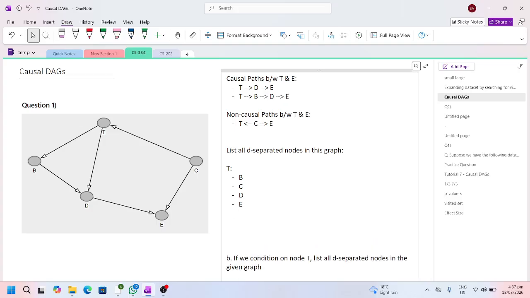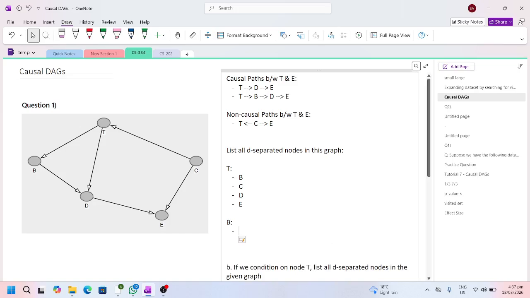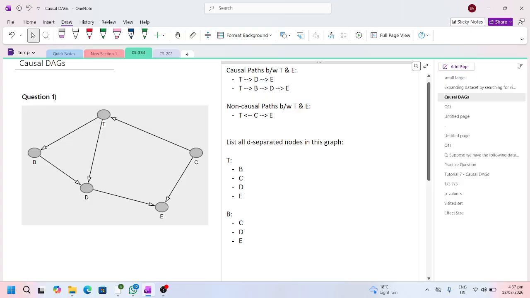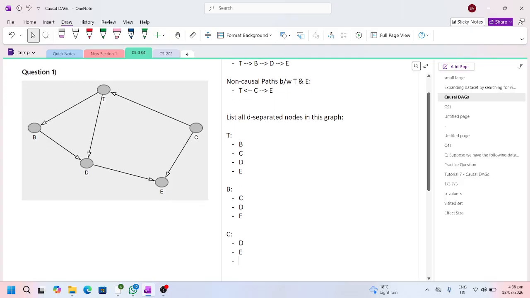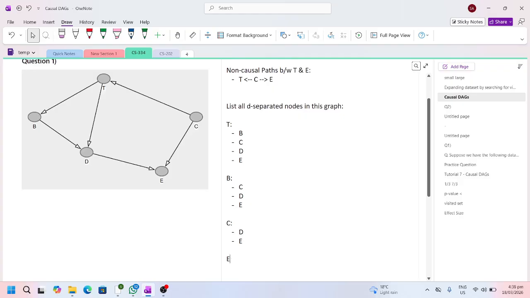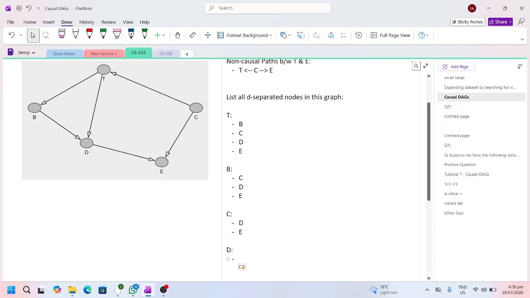Similarly, against B, I would want to check the nodes other than T, since I've already checked T above, so C, D and E. Next I would check C, and for C I've already checked T and B, which leaves me with D and E. And then lastly I would have D. For D I will only check it against E because I've already checked it against everything else. And I'm not listing E because all the nodes against E have been checked above.